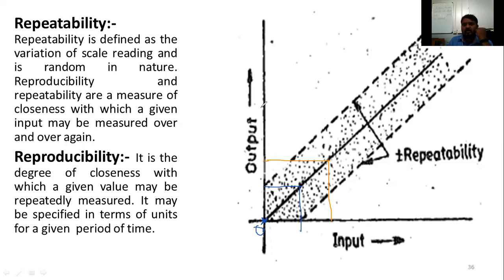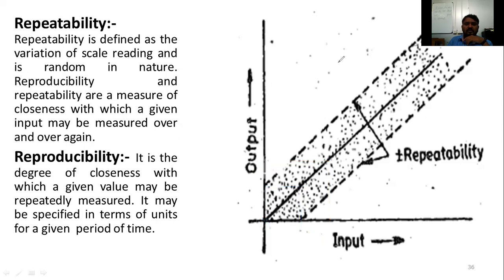Then dead zone and dead time. If you increase the input but the output does not change, the time taken to change the output is called dead time. From this point to this value, where we get the output, that is called dead zone. Like that, we discussed accuracy, linearity, dead zone, dead time in the last class.